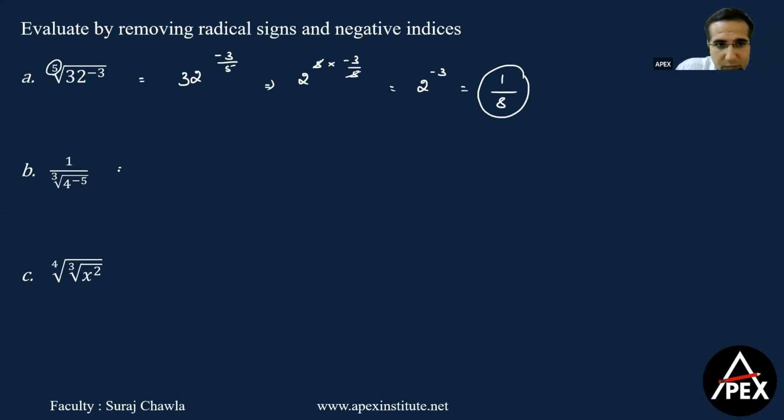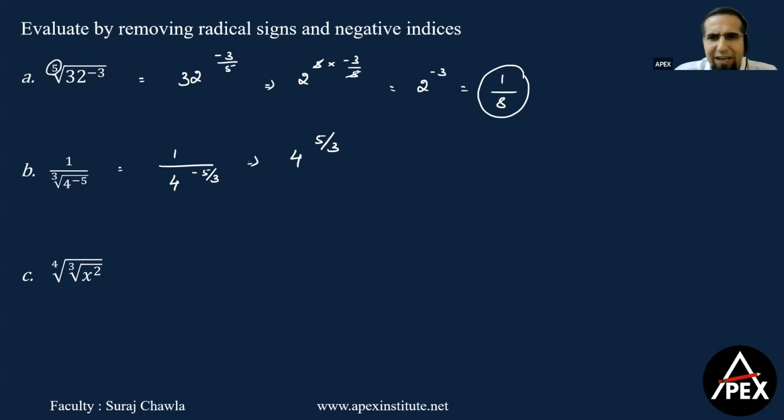Similarly here, this is 1 by 4 to the power minus 5 by 3. To make the power positive, I need to flip the fraction. So this can be written as 4 to the power 5 by 3.